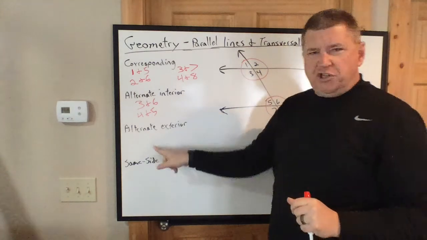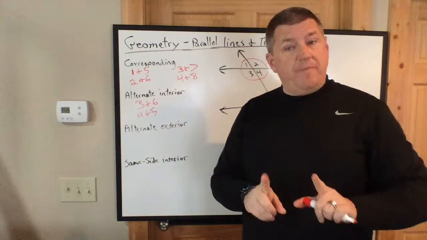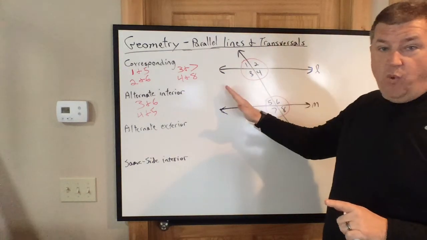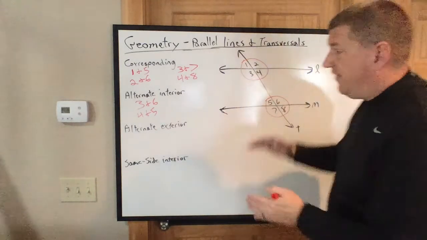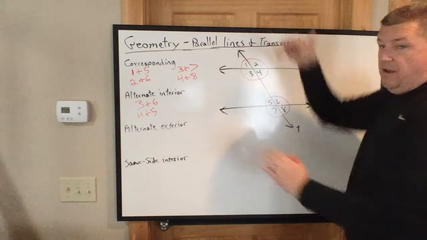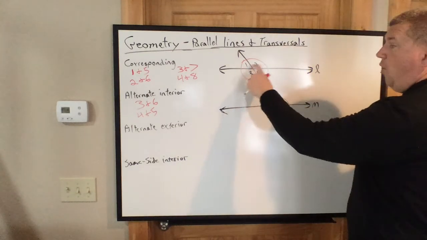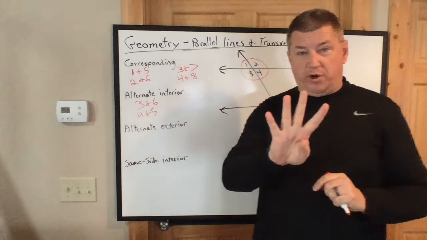So another relationship we'll talk about is alternate exterior angles. Now, the alternate means the exact same thing, opposite sides of the transversal, one here and one over here. Okay. The exterior angles means the fact that they're going to be outside of the two parallel lines. So the four angles that we're dealing with there are 1, 2, 7, and 8. So those are the four angles we're going to choose from.